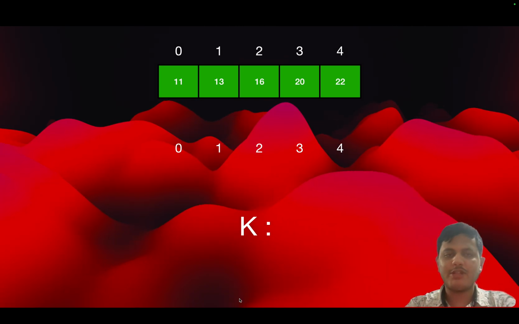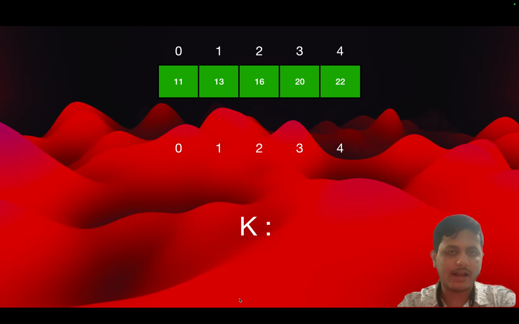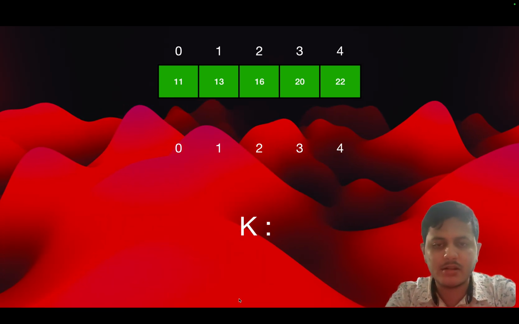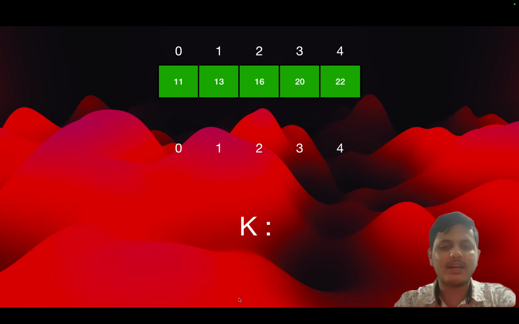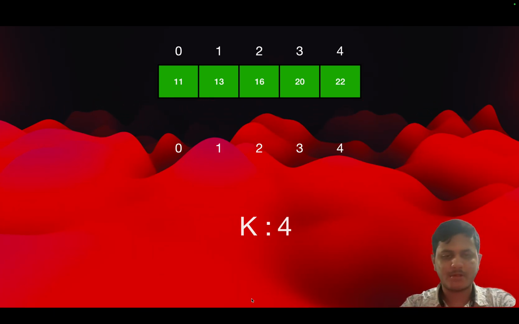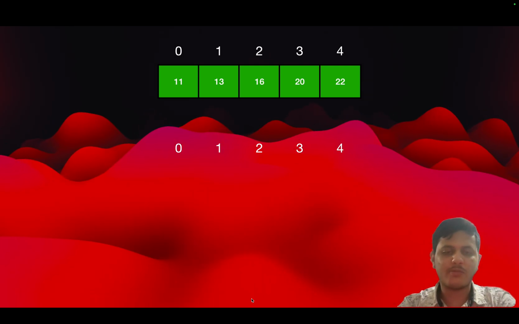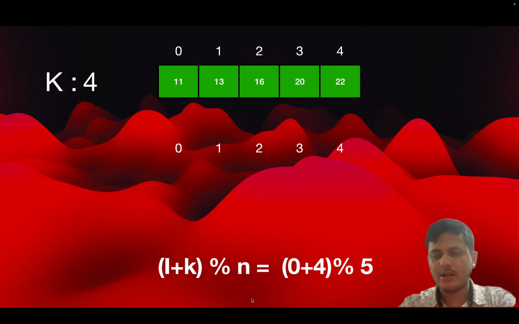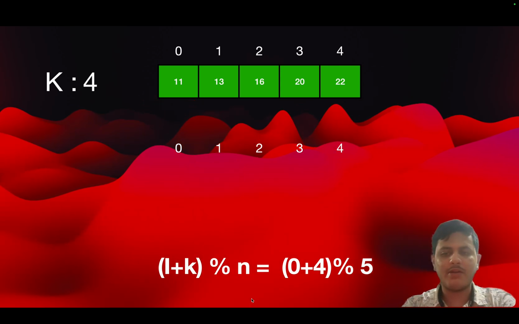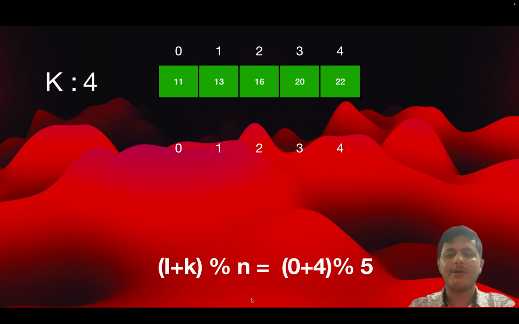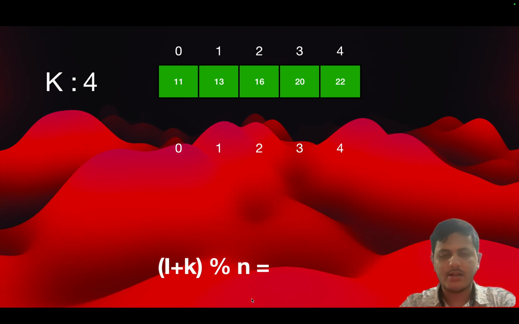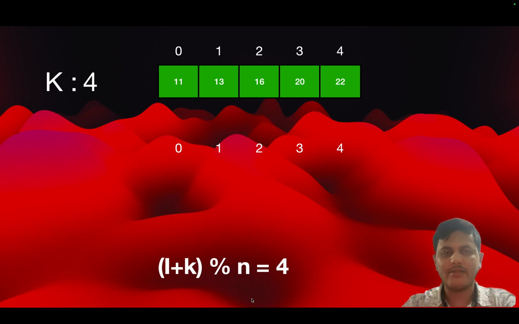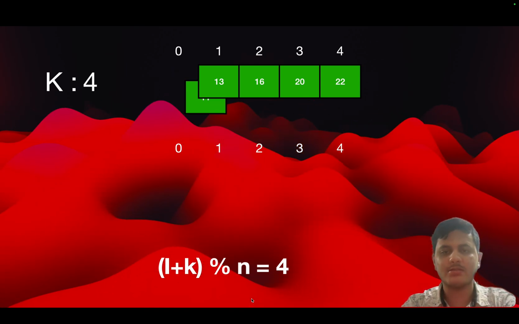Let's see it visually, let's see it in action. As you can see, there is an array with 5 elements, and let's start the algorithm on them. Let's take the value of k as 4. Okay, let's use the formula. In this case, i will of course be 0, plus 4, and we find the remainder after dividing it by 5. The answer comes to 4, and we will just move that first element to the 4th place.